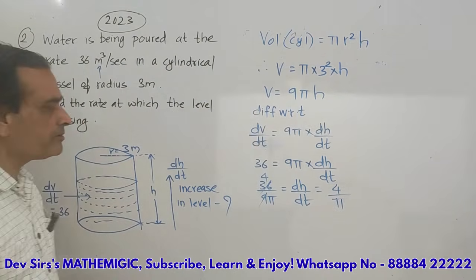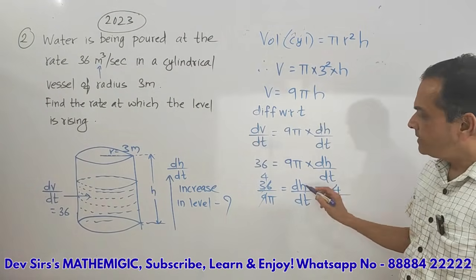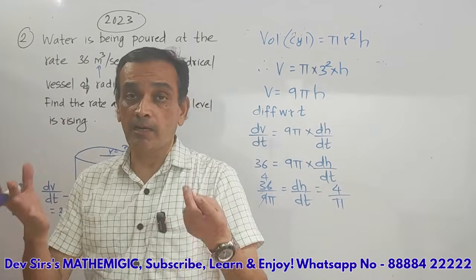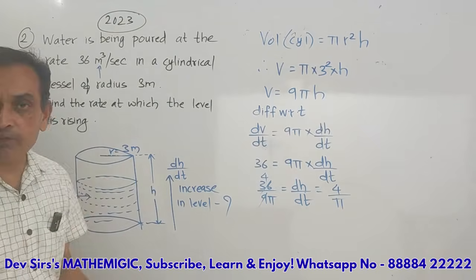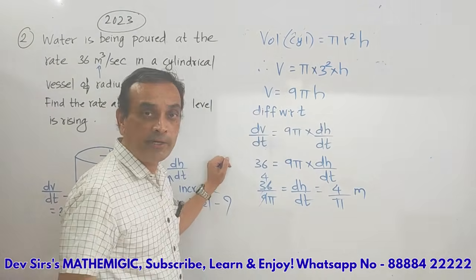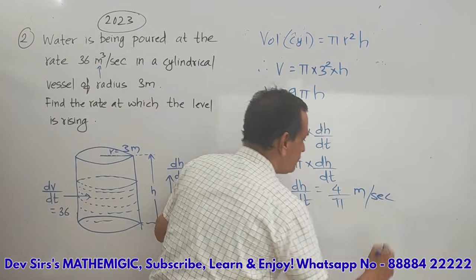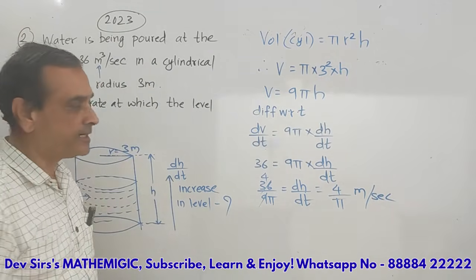Now you tell me what will be the unit. हम लोग ने क्या फाइंड आउट किया है? हाइट कितने फास्ट बढ़ रही है. लेवल, height is measured in meters because radius is given in meters. लेकिन ये तो height हो गया. dh by dt means meter per second. That is the speed at which the height is increasing. That is the answer.